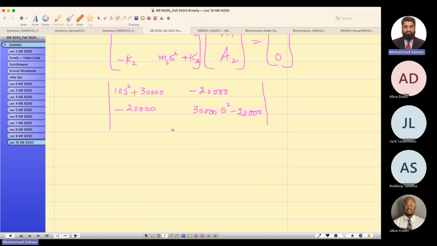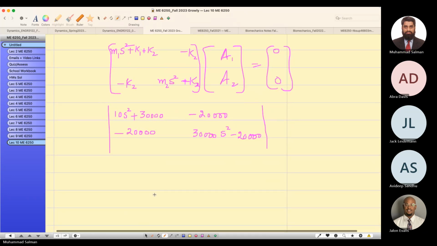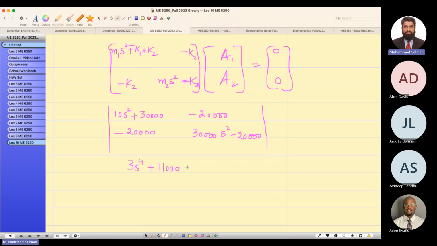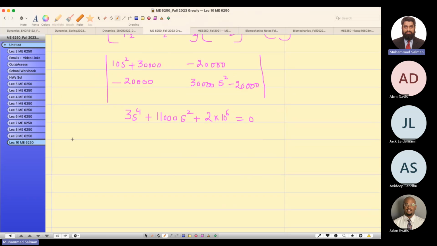If you solve for the determinant here, the solution you will get is 3s to the 4, 11,000 s squared plus 2 into 10 to the 6 equals 0. And from here, how would you find out the roots? Let's assume s square equals u, and that will make a quadratic equation: 3u squared, 11,000 u plus 2 into 10 to the 6.